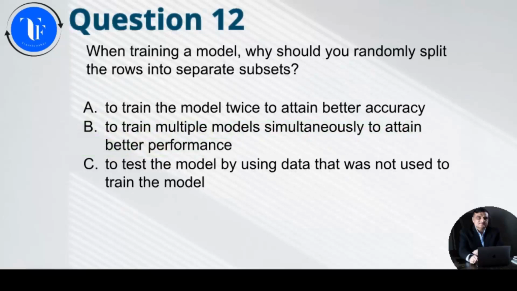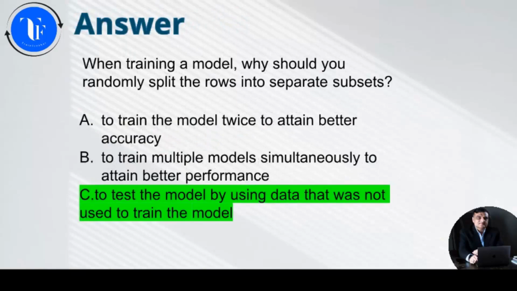To train the model twice to attain better accuracy. To train multiple models simultaneously to attain better performance. To test the model by using data that was not used to train the model. Answer. C. To test the model by using data that was not used to train the model.